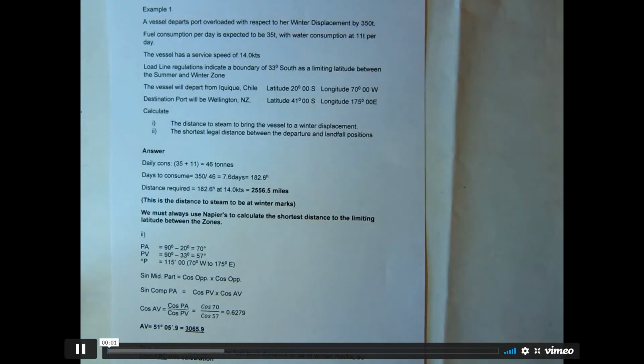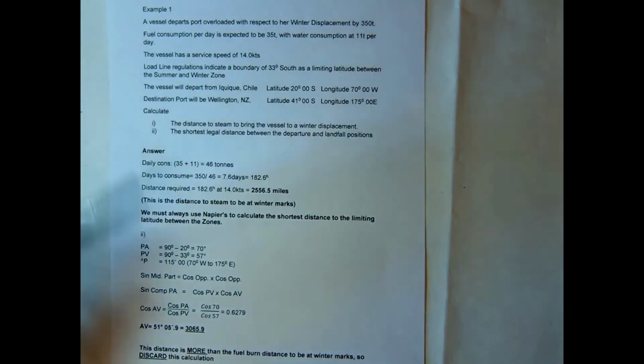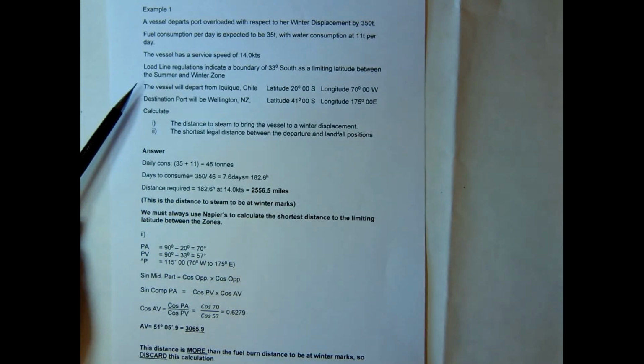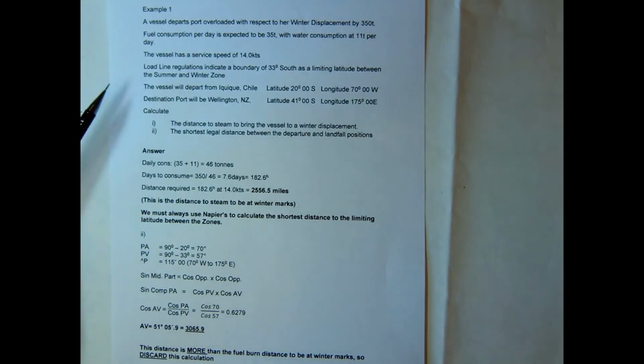We'll look at another fuel burn example. We're overloaded by 350 tonnes and we're going to use 46 tonnes per day at a speed of 14 knots, with a boundary of 33 degrees south, so that's a limiting latitude between summer and winter zone.